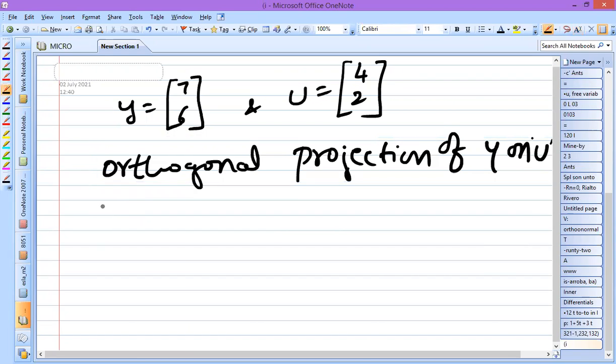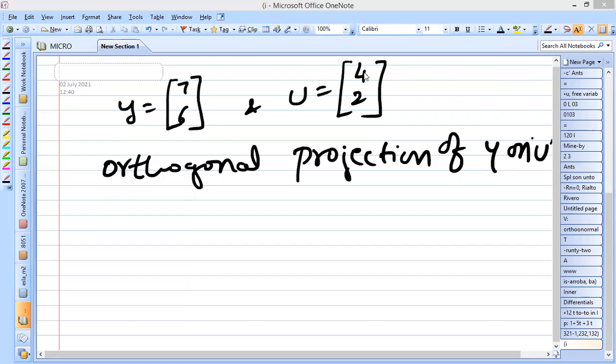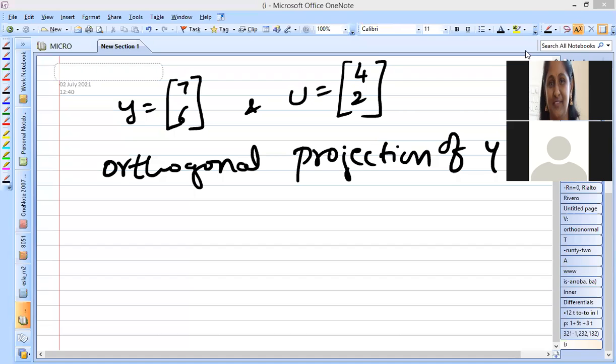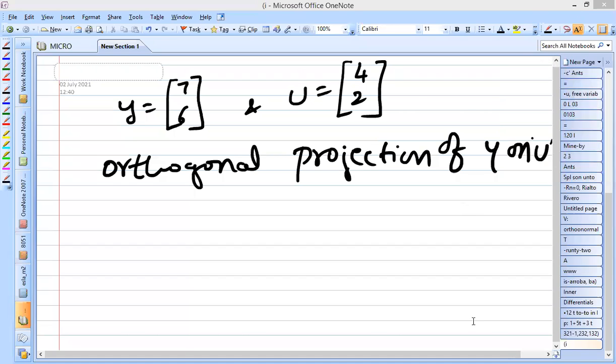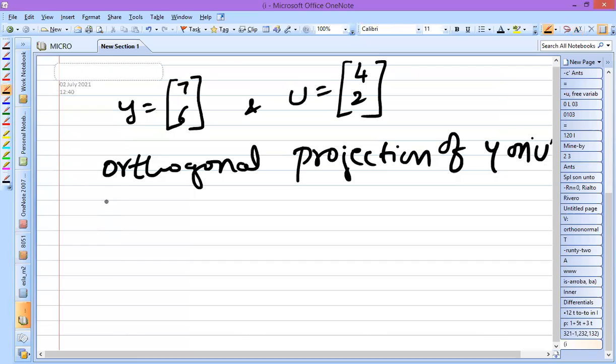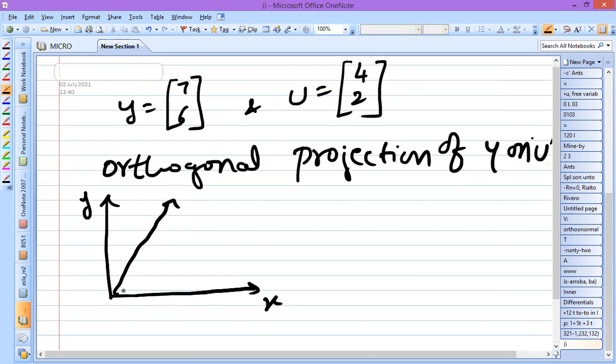So here, you can consider the xy plane. We are given y and also u, so you have to find the projection of y on u. This point you can consider as P.